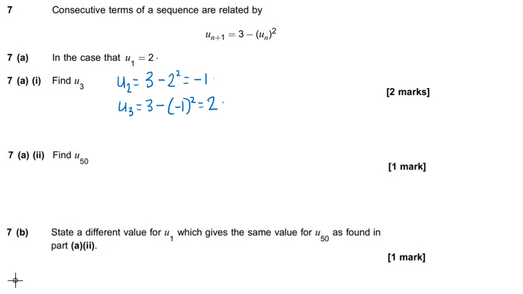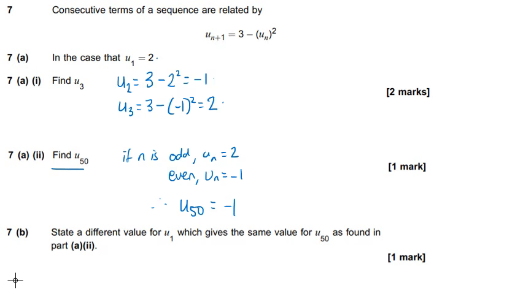So if we want to find u50 for the next question now, just notice that if n is odd, then un is always 2, and if it's even, then it's always going to be equal to minus 1. It's just going to alternate between those two values. So therefore u50, 50 is an even number, so that must be equal to minus 1.